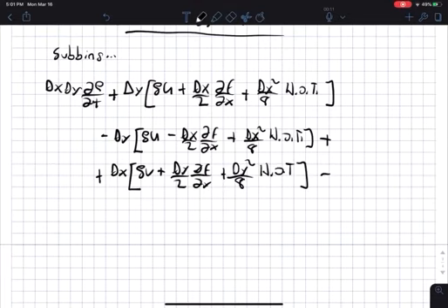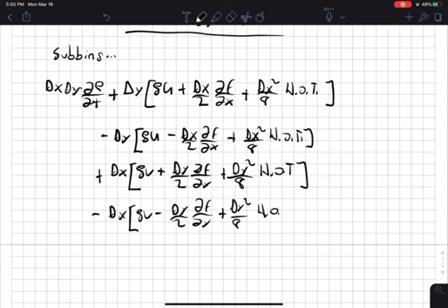Minus delta x rho v minus delta y over 2 partial f partial y plus delta y squared over 8 times higher order terms. And this whole thing is equal to 0.